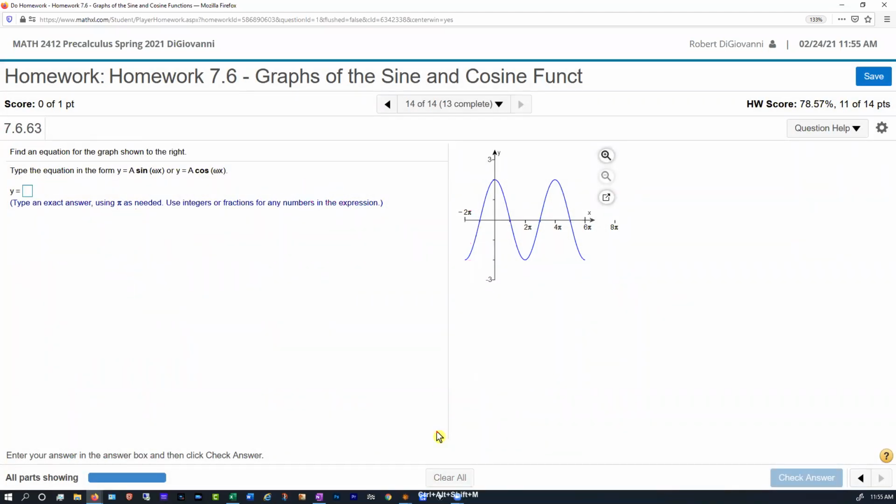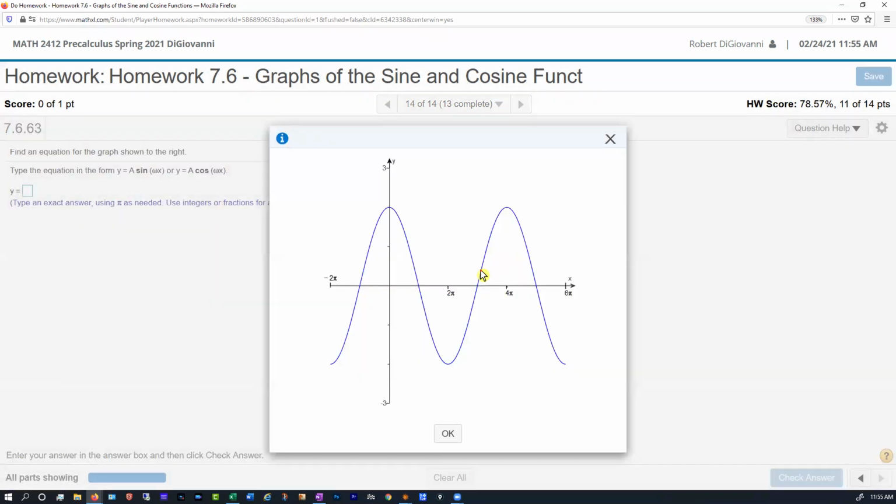Okay, clear this out. Let's take a look at this one. It looks like a cosine because we're starting here at the top and ending here. It looks like our period is 4 pi, and it looks like my amplitude is 2 because 3 is up here.